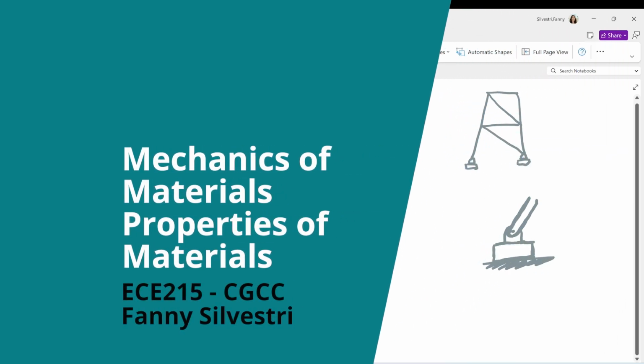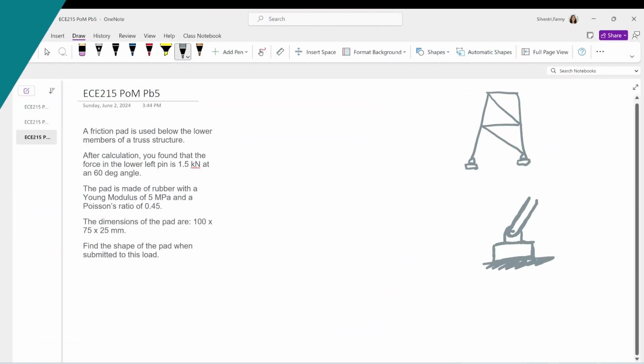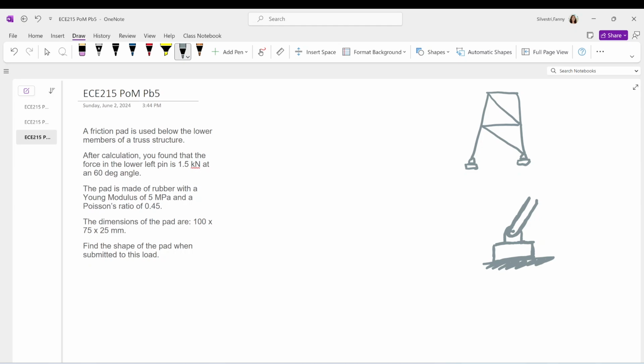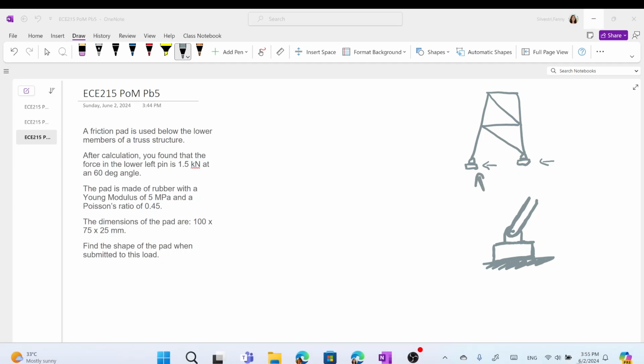Okay, so this is the last problem on the properties of materials for this chapter. We will look at a truss structure like this. Maybe you remember that design from statics in one of your homeworks. On the bottom of the truss we have two pin connections and some friction pads that help with the shearing force there. We will look more specifically at the one to the left.